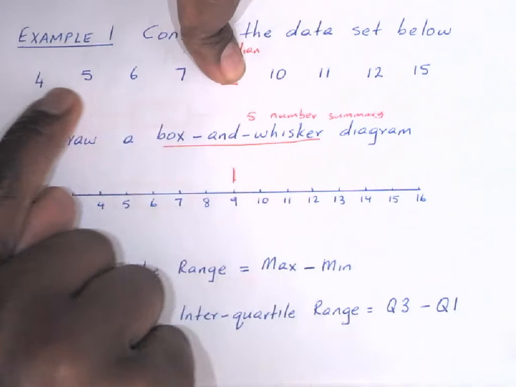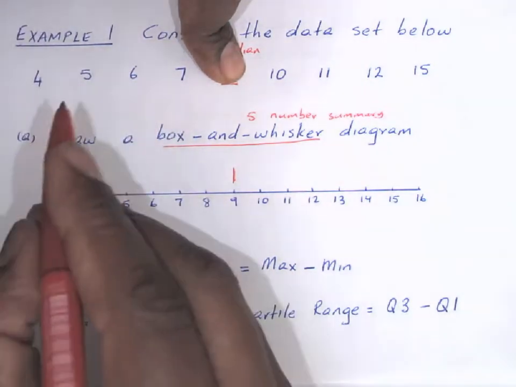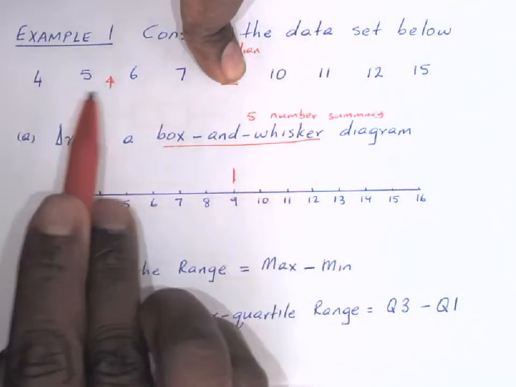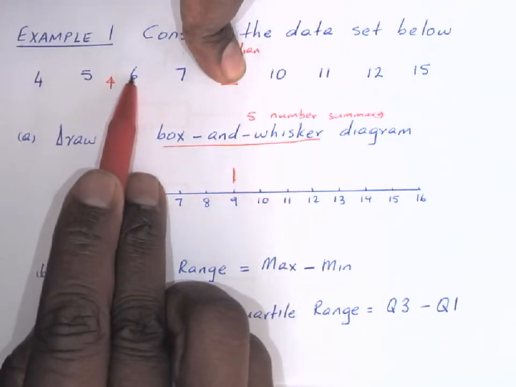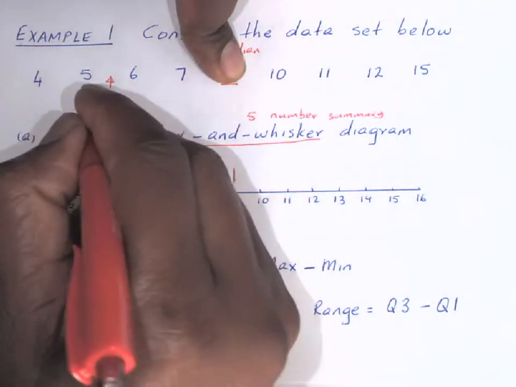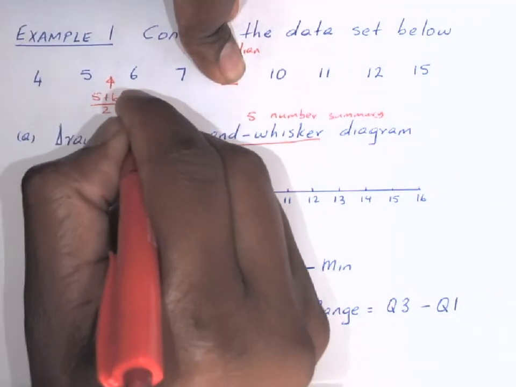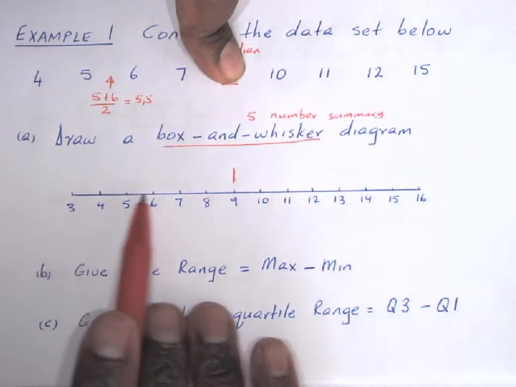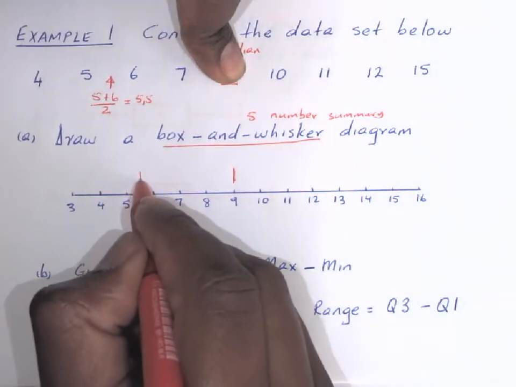Now I need the middle number between these 4 numbers. I've got 1, 2, 3, 4, so the middle number is somewhere between 5 and 6. How do you get the number between these two? Just add these two numbers and divide by 2. 5 plus 6 gives you 11, and then you divide it by 2. That will give you 5,5. So the middle number is 5,5, between 5 and 6, so I'll draw another line between them there.